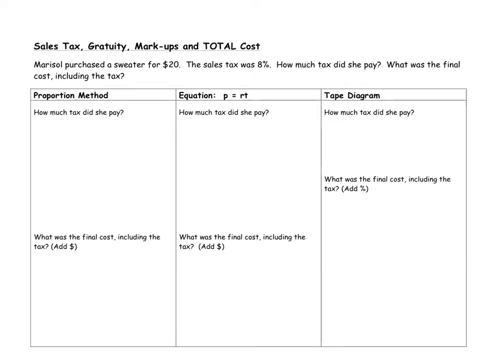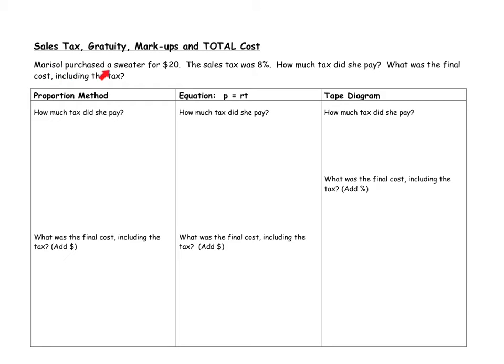Hello, on page 25 in our packet, we're going to talk about sales tax, gratuity, which means tip, markups, and the total cost. And those are defined on that page. Before we do that, though, I just want to concentrate and focus on the sales tax because each of these are similar. And we're going to be given a situation and we're going to show that we can work with this in three different ways. So let's practice this before we get to page 25.